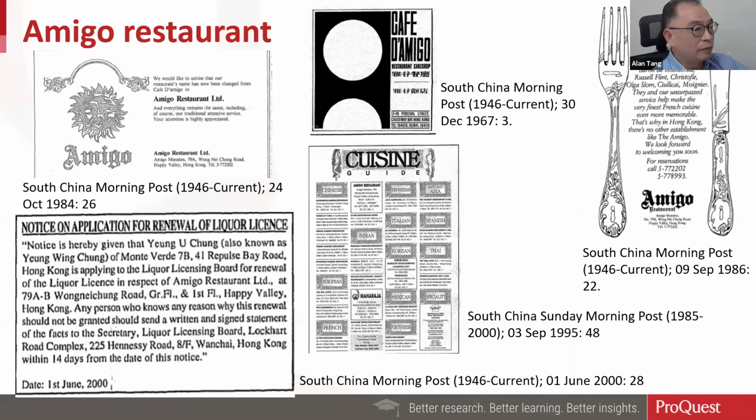And from the South China Morning Post, I don't know if you know the very famous Amigo restaurant in Happy Valley. This is the advertisement in different years: 1960, 1986, 1995, year 2000, something like that. Very interesting.